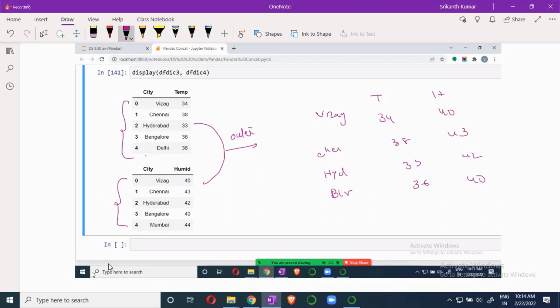Now it will take Delhi. Delhi is having what? Temperature. What is that? And what is the humidity of Delhi? NaN, because we don't have it, you will get NaN over here. Now Mumbai, for this one it is 44. What is the temperature? NaN. Like this you are going to get it. So it will take all the values from the left data frame and right data frame, put the matching records, and if it doesn't have it, it will put NaN. That's what is happening.